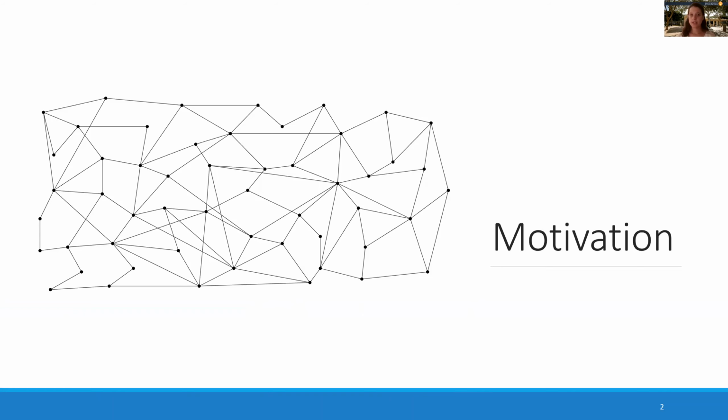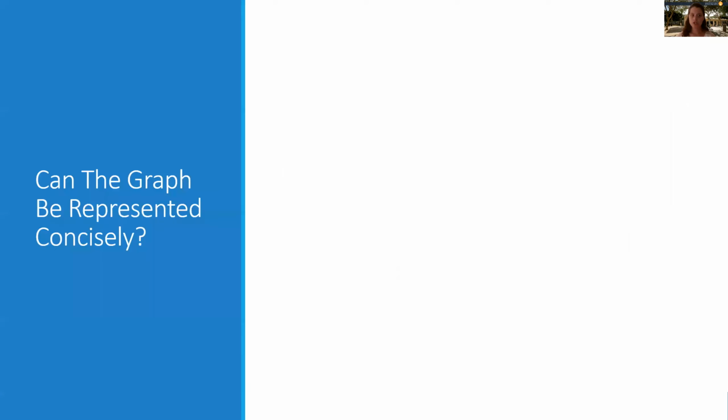So we have an unweighted, undirected graph, and this graph can obviously have many edges. And the computational complexity of many algorithms depends on the number of edges of the graph. And so we ask ourselves, can the graph be represented more concisely?